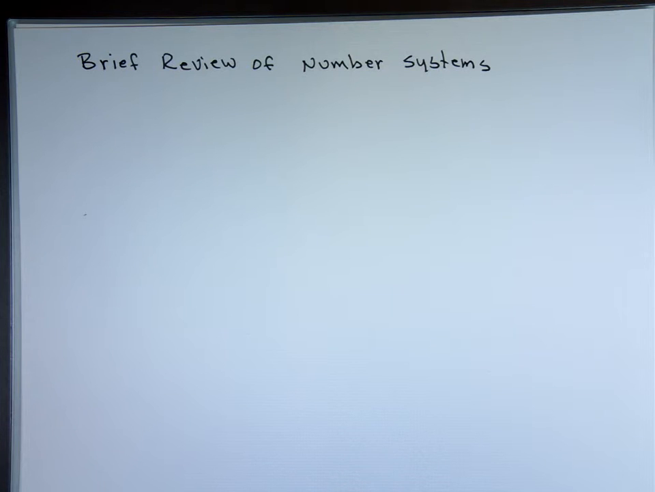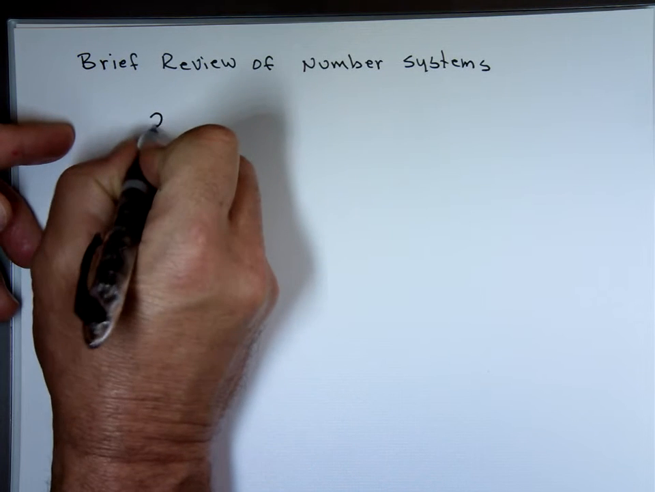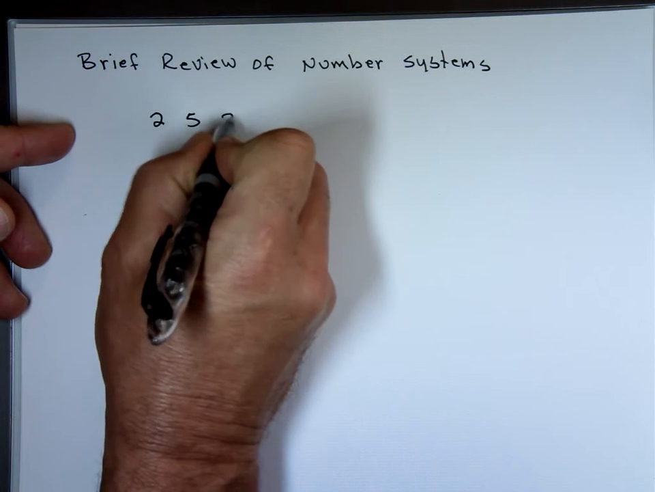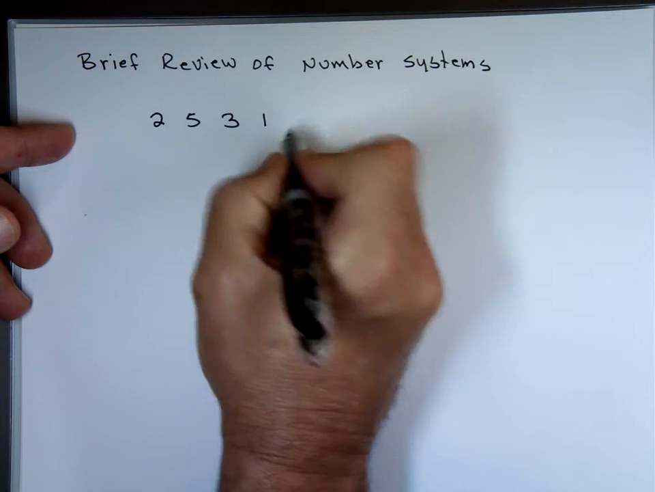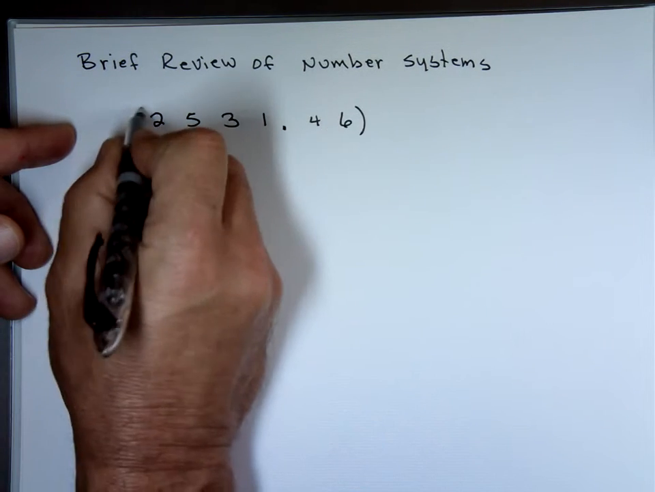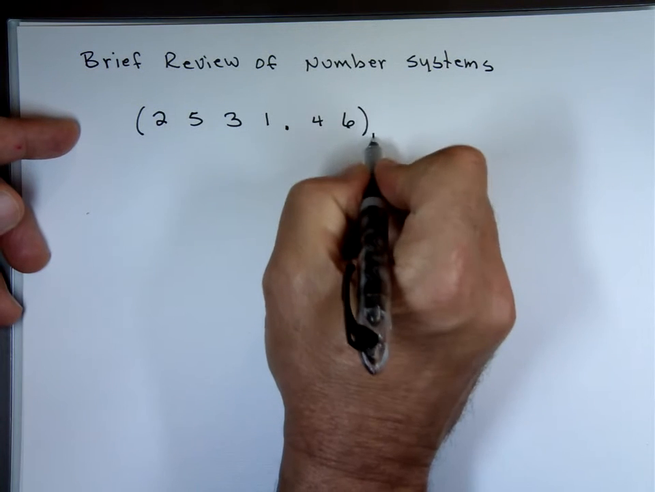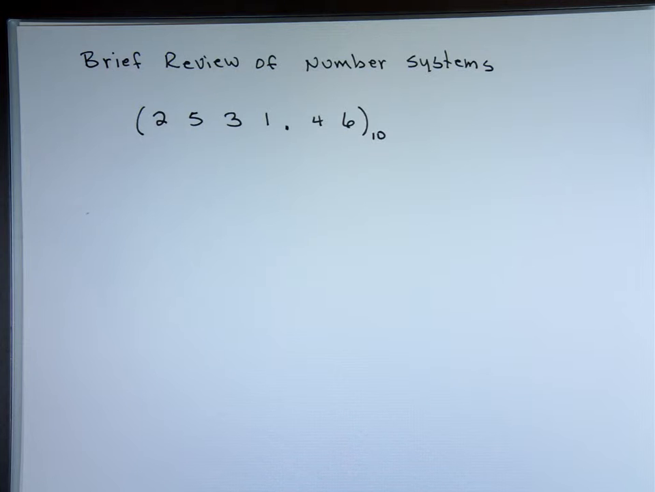You and I, we use base 10. So when you write a number, I'll make it big, 2531.46. That's base 10. Notice the smallest number in base 10 is what?